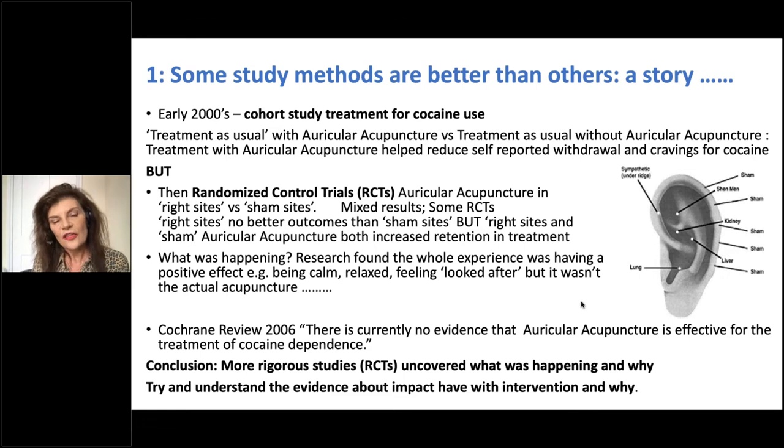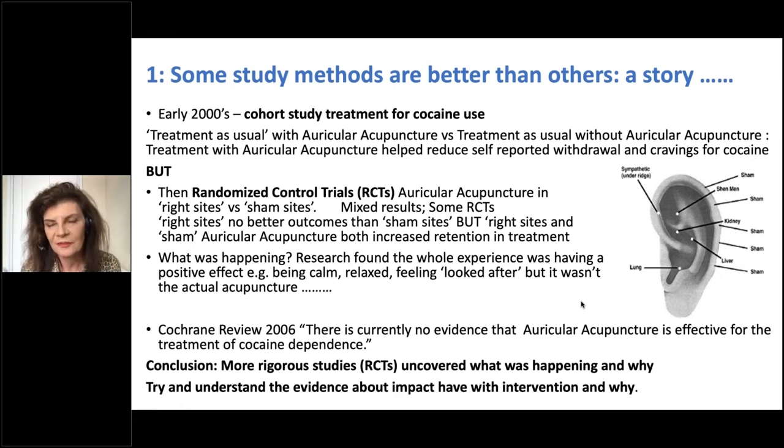But then some randomized controlled trials were done around this auricular acupuncture. Studies compared auricular acupuncture in the correct sites versus auricular acupuncture in sham sites, or the wrong places. This gave some very interesting results. It gave mixed results, but most of the RCTs showed that there were no better outcomes with auricular acupuncture in the right sites versus the sham sites. The other interesting finding was that auricular acupuncture, both the sham and the right sites, increased retention in treatment. So clearly something was happening.